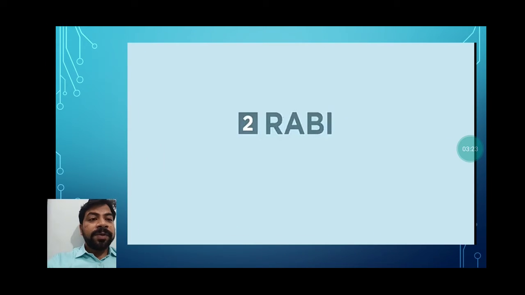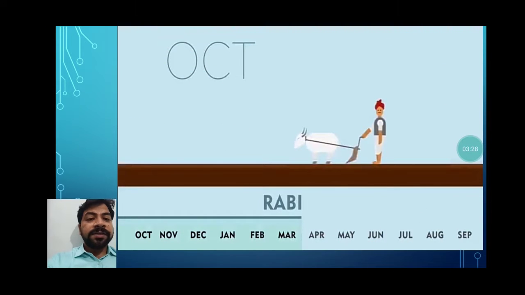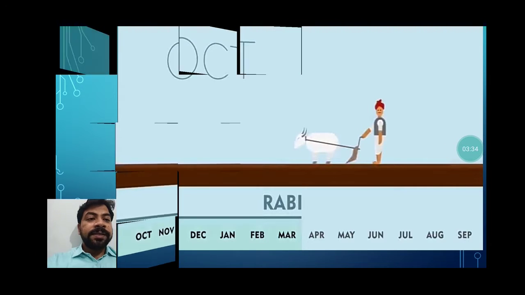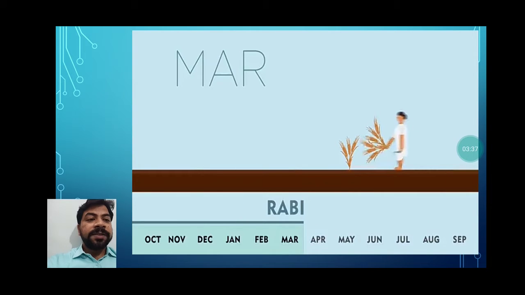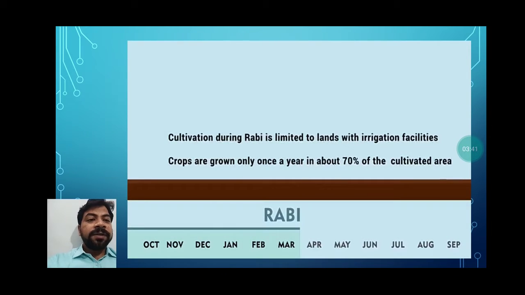Next is the Rabi. When we talk about the Rabi crops, the cultivation starts from the month of October and is harvested in the month of March. You can see in the month of March, the farmer is harvesting the crop. Cultivation during Rabi is limited to lands with irrigation facilities. Crops are grown only once a year in about 70% of the cultivated area. So this is a one-year crop.